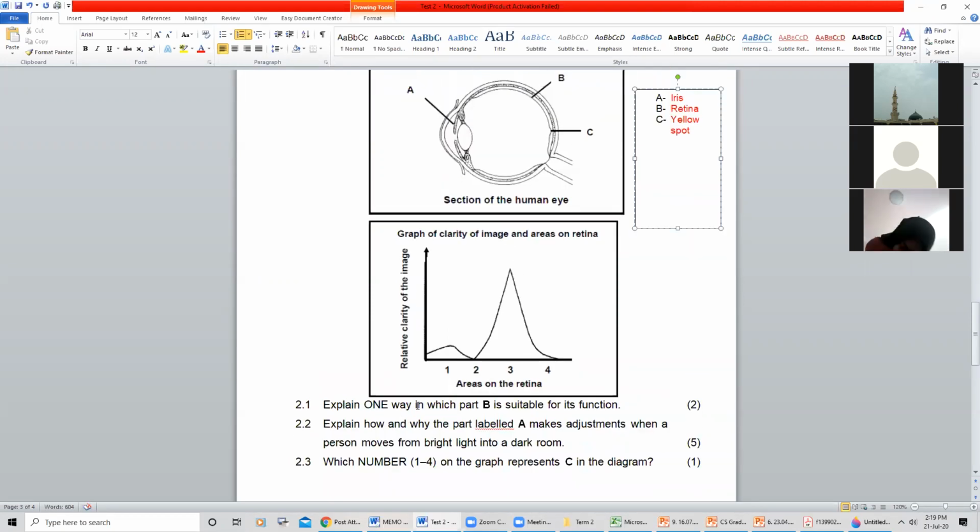So they're saying explain one way in which part B is suitable for its function. Part B, the retina. How is the retina suited for its function, right? So when you talk of suitability and it's explained, you need to give a statement and a reason. Suitability basically means structure and function. What structure does it have? And then how does that help it in fulfilling its function?